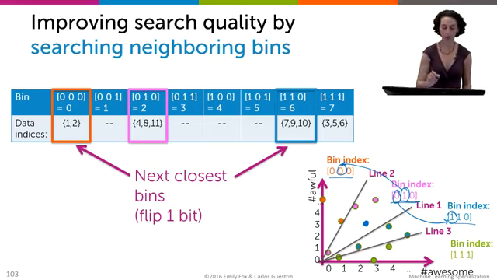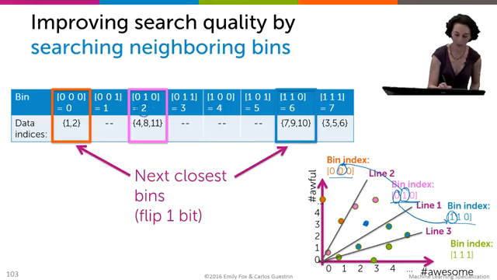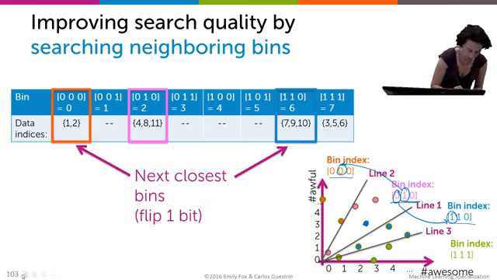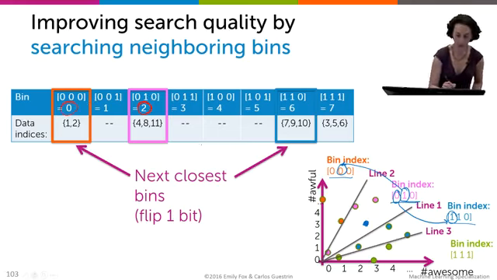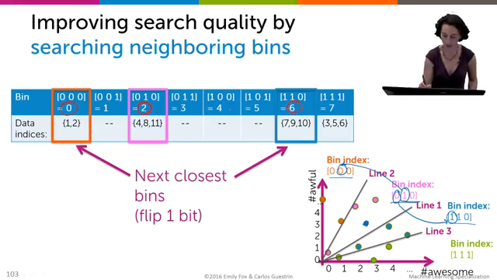Okay, so what we can do in practice, if we go back to our hash table, is instead of just searching bin 2, let me switch colors. Instead of just searching bin 2, we're going to look at the binary encoding of 2, and then we're going to flip bits and search these nearby bins. So then we're going to search bin 0 and bin 6 in this case.